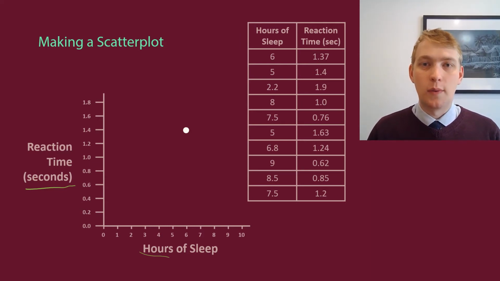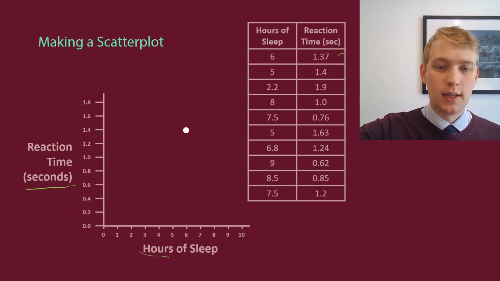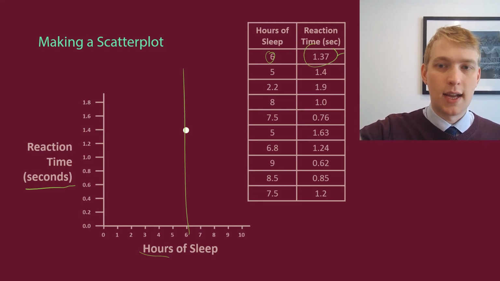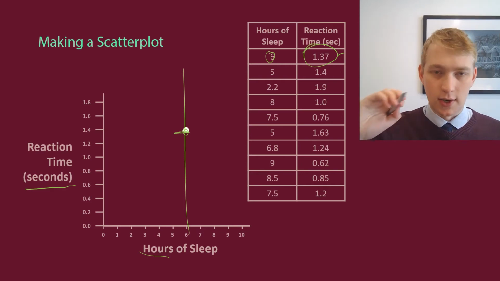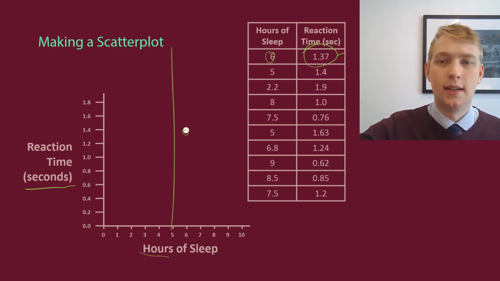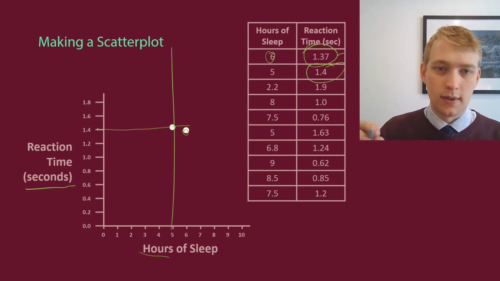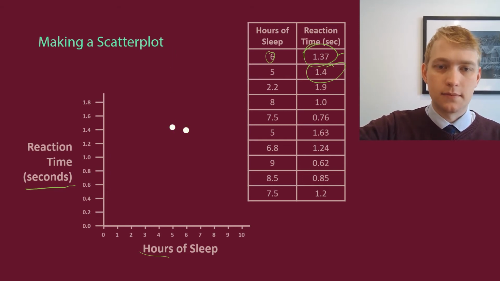Now we're going to go through and we're going to plot our points. So here we have gotten the first point. We've gone to hours of sleep, which is 6. Draw a line up from 6. Then reaction time 1.37. We work out that's about here, and we put our dot in. Next, we're going to have hours of sleep is 5. So we go to 5, put a line up, and then reaction is 1.4, so we put a line across. We're going to have a dot, which is pretty much there.